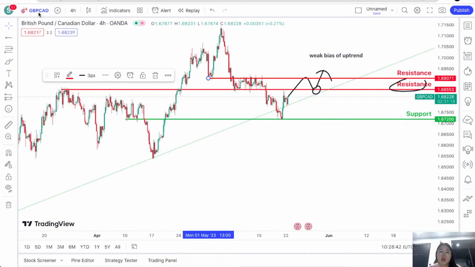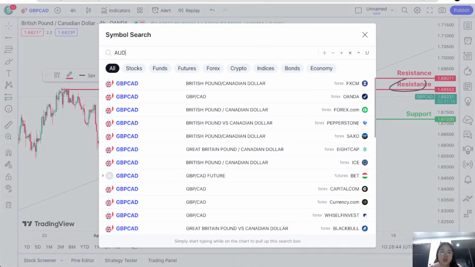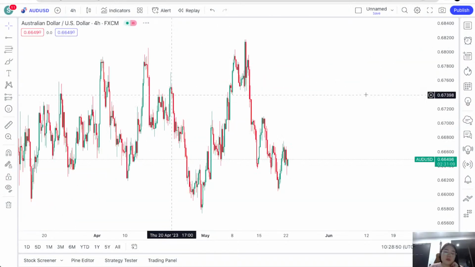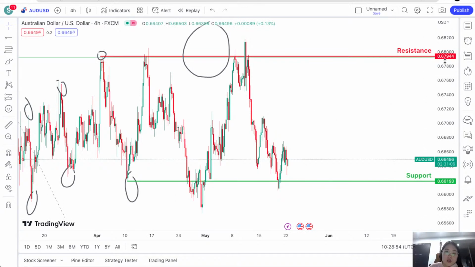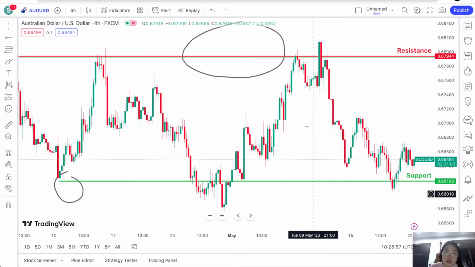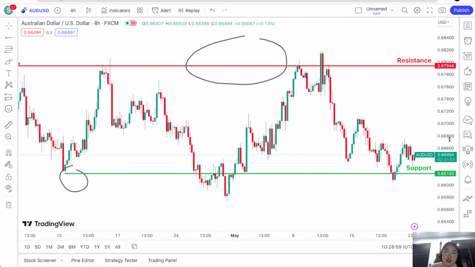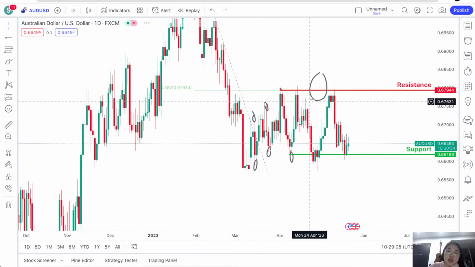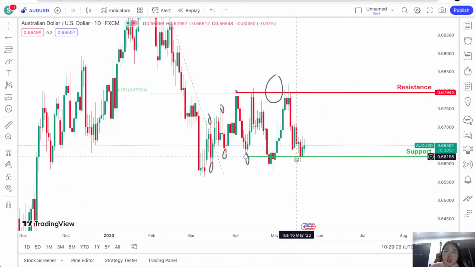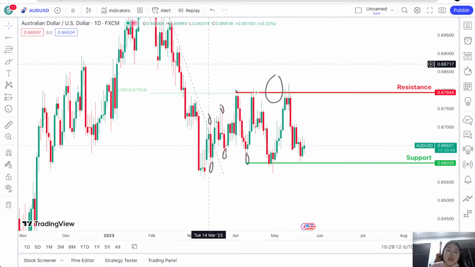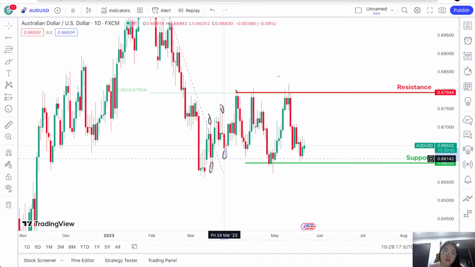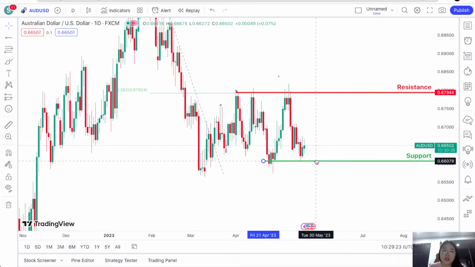Okay, I'm gonna quickly go to AUD USD, the Aussie dollar. I highlighted those support and resistance. Price is still moving within the support and resistance. Price has not given up moving within that support and resistance. Okay, looks like AUD CAD just wants to move sideways.